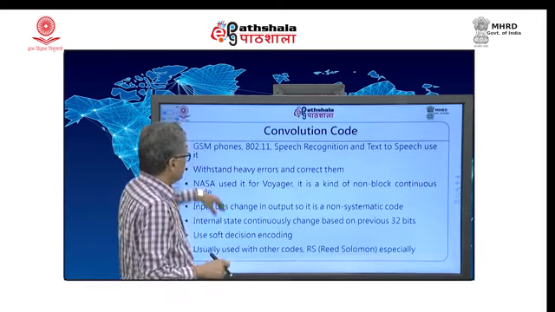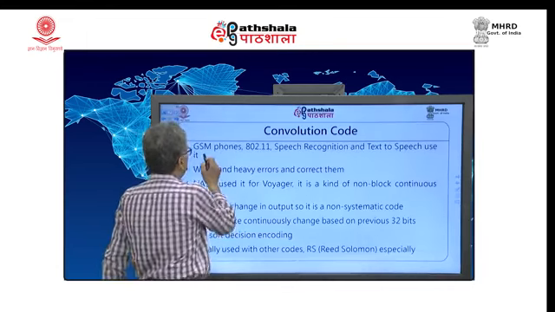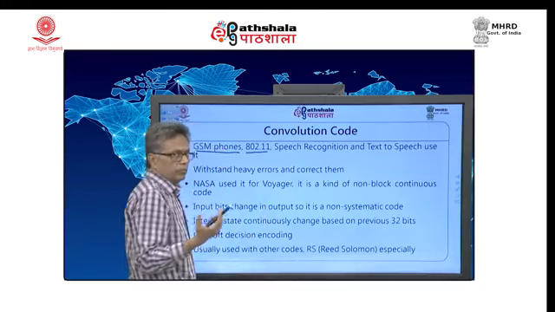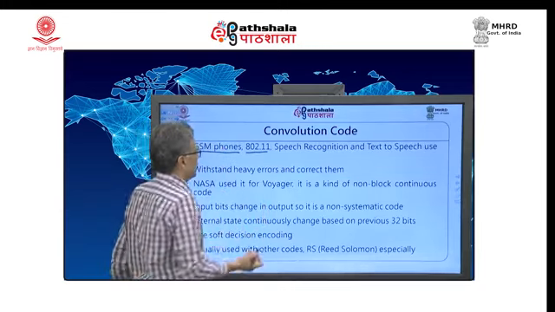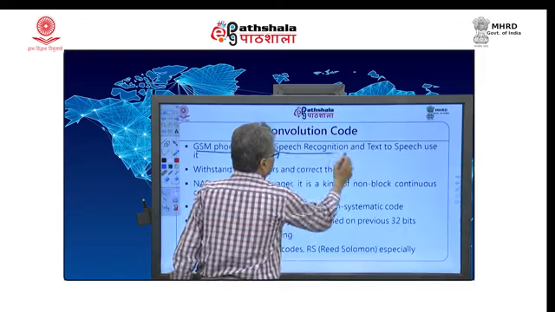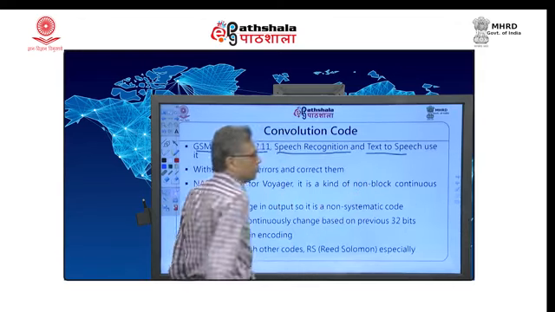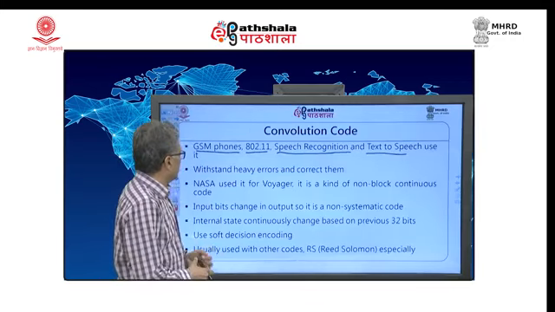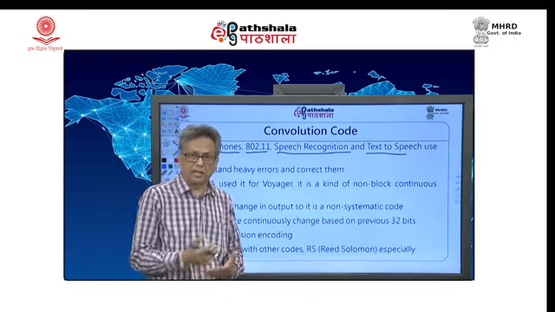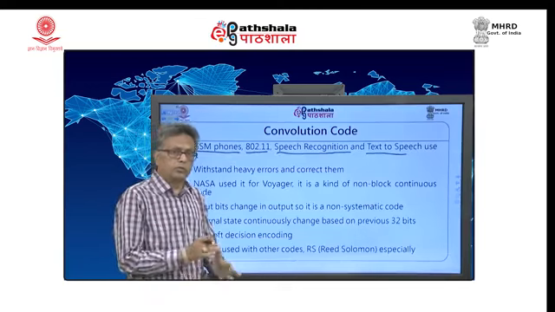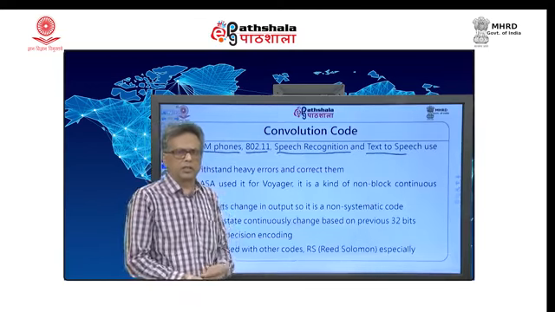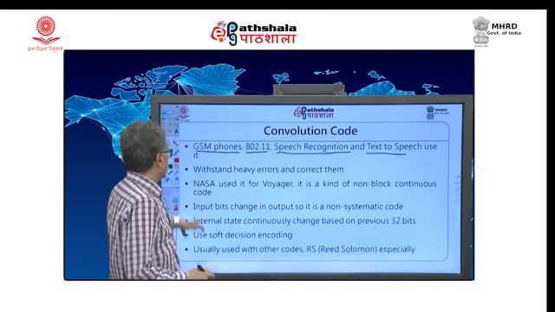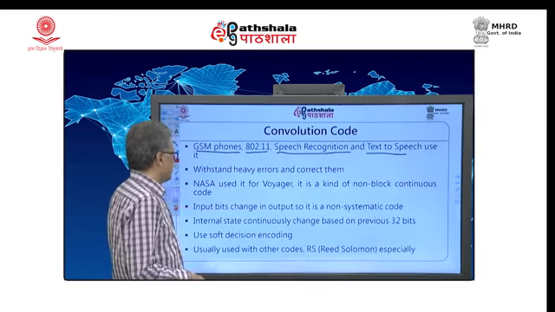Okay. And now, at this point of time, GSM phones that we use, 802.11 that we discussed about, many speech recognition software and even text to speech software use this convolution code. It can withstand heavy errors and can correct them, and is more suitable for single bit errors, but anyway it can correct a larger number of single bit errors. NASA used it for Voyager, as I said.